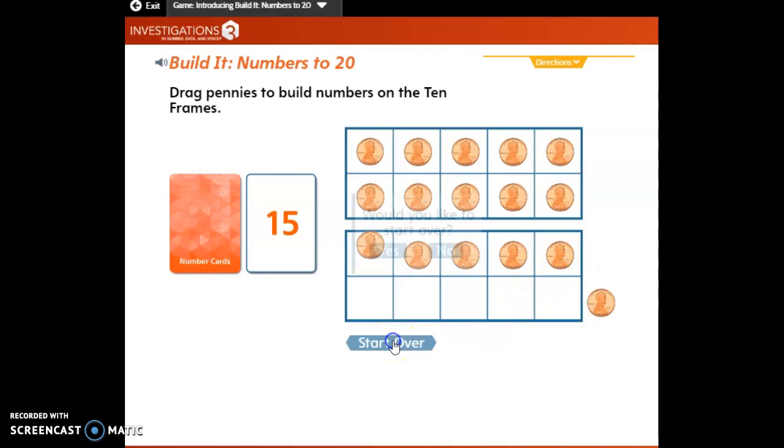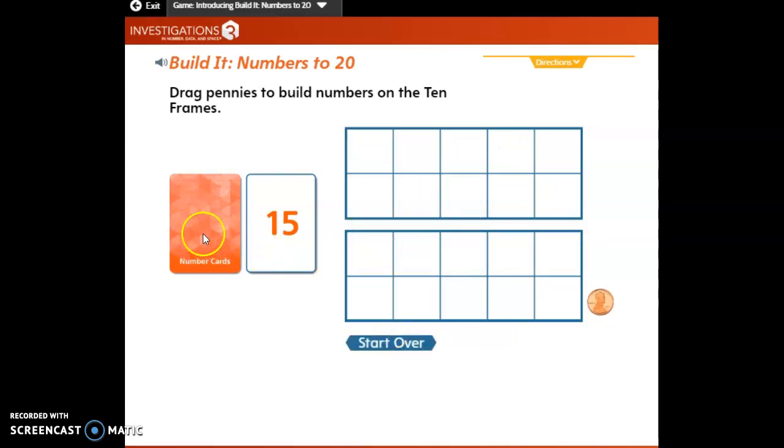We're going to start over and do it one more time. Yes, we would like to start over. We're going to show the next number, and the next number is 12. So if I don't know what the number 12 looks like, I can look on a number line, I could look on a number chart, I can count to the number 12 by ones, and I can use objects to see what it looks like. That's what I'm going to do. I'm going to build the number 12.